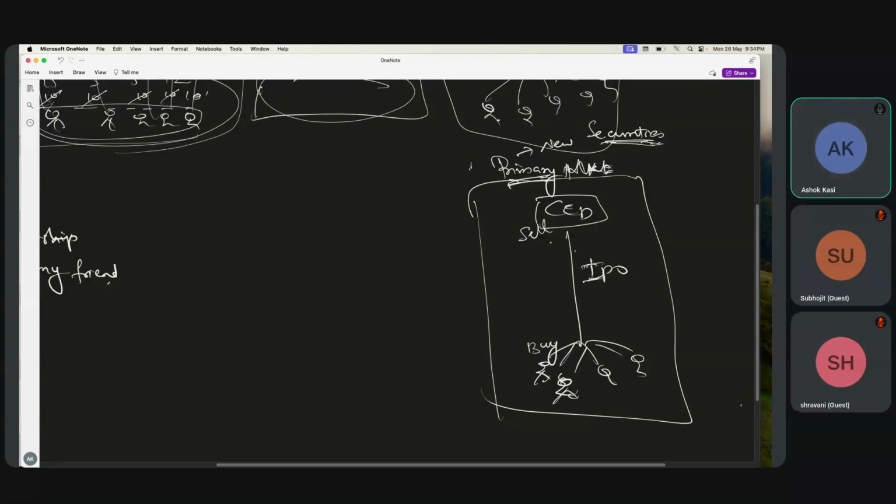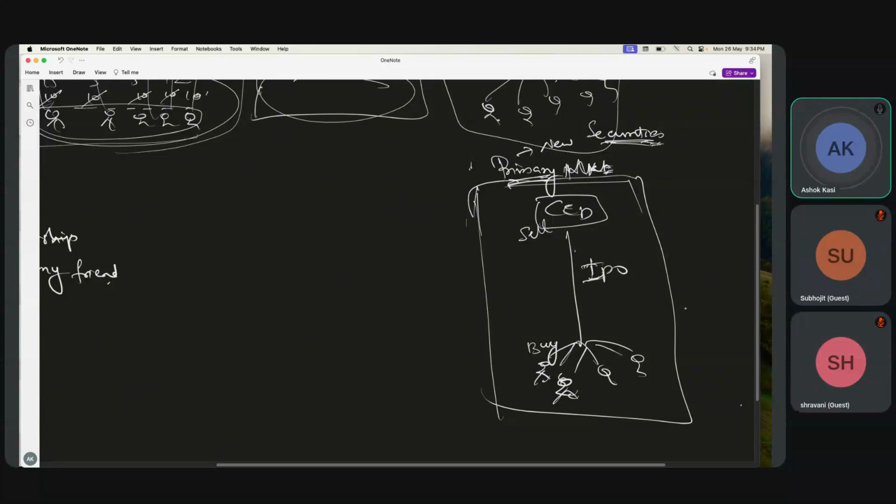Then what will happen? This also you can compare with your non-finance life. Imagine you are going to your dealer shop and you are buying an iPhone. Now what kind of market is this? You are buying and the dealer is selling. So it is a primary market. A brand new iPhone you are buying. So this is a primary market.